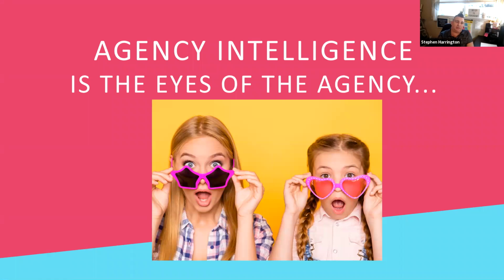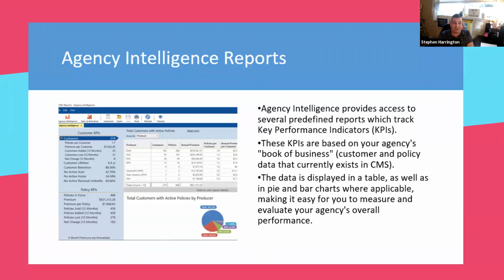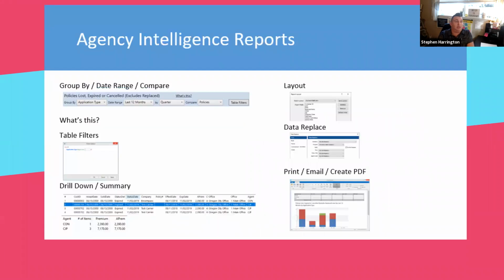The agency intelligence report gives us a lot of general information. It's the key performance indicators of the agency. It can be based on the agency's book of business, the number of customers or policies, and it's displayed in tables as well as in graphs. You can group by many different fields. You can pick different date ranges. You can compare different things. You can filter it down. I mean, there's 100 different things you can do with this magical thing, and that's what we're going to start reviewing here in a couple of minutes. You can also print these reports or email these reports to other people to review as well.